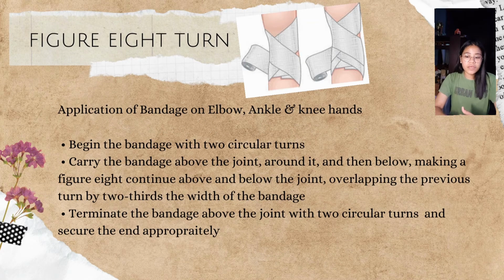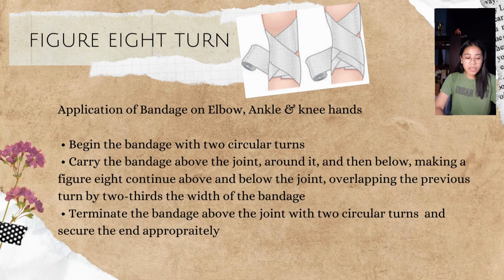Next is a figure 8 turn. This technique is used to limit joint movement of the hand, elbow, knee, or foot. It is commonly known as the turns across technique. It exerts pressure on joints to reduce sprains, for an injured hand and foot.